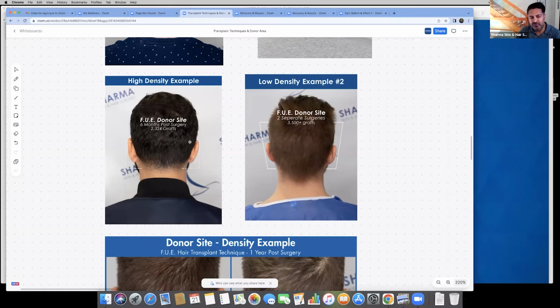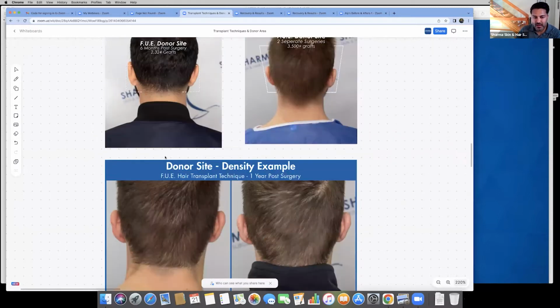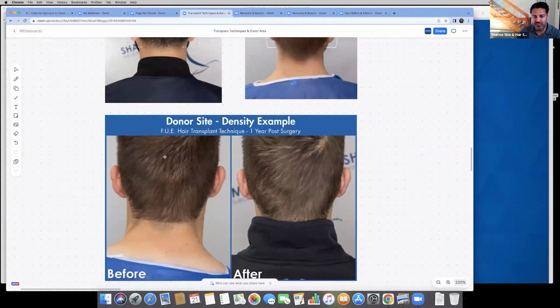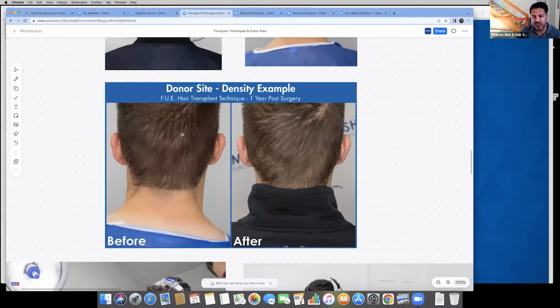And this man, of course, very, very lucky, very high density to begin with. We did about 2,300 grafts, and that's 6 months, and you can hardly tell anything there. Once again, this is the donor site 1 year post-surgery. This is before, and this is after. As you can see, you do have some slight thinning.